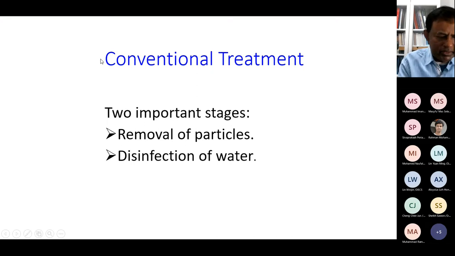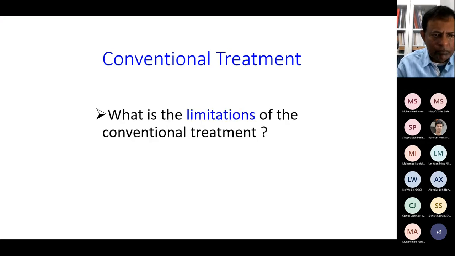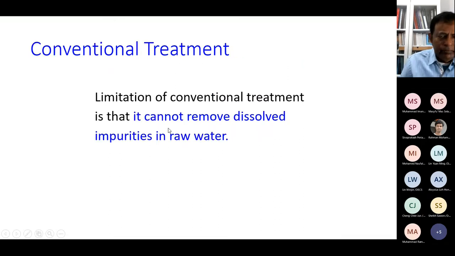The conventional treatment is incapable of removing dissolved salts. Because of this limitation, because conventional treatment cannot remove dissolved solids or dissolved salts in water, we cannot take water which contains a high content of dissolved salts. In other words, if it has a high content of dissolved salts, then of course we don't take that resource for treatment purposes. Why? Because conventional treatment cannot treat dissolved impurities. So the limitation of conventional treatment is that it cannot remove dissolved impurities in raw water.